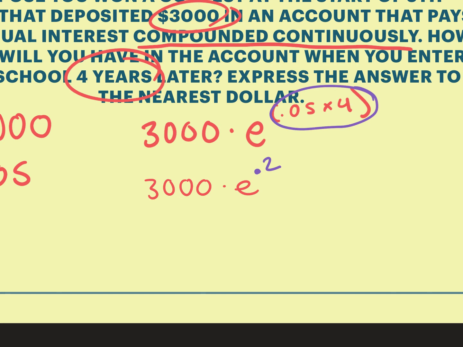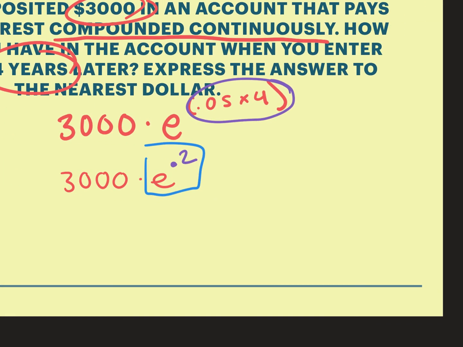What do I do next? The exponent. So I put e to the power of 0.2. Now, everybody's calculator is different. In the phone or iPad calculator, there's an e to the x button.